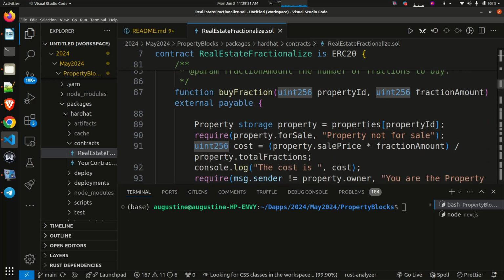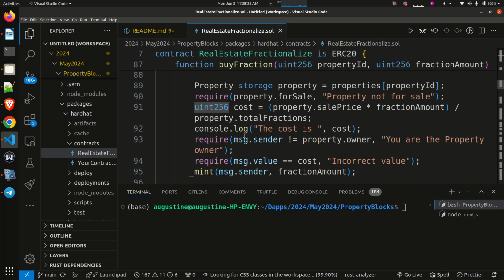So buyFraction is where you can buy a particular amount of fractions. Out of 1,000 fractions that the property is divided into, you can decide to buy 50 of the fractions. It collects the funds for 50 fractions and gives you a security token, our BPT token, in exchange into your wallet.